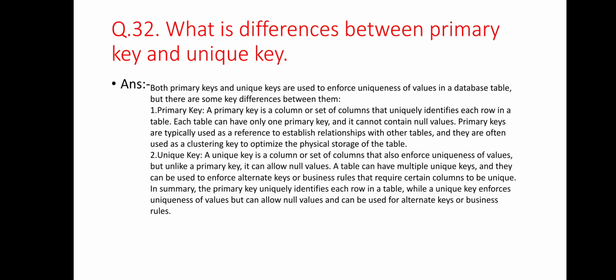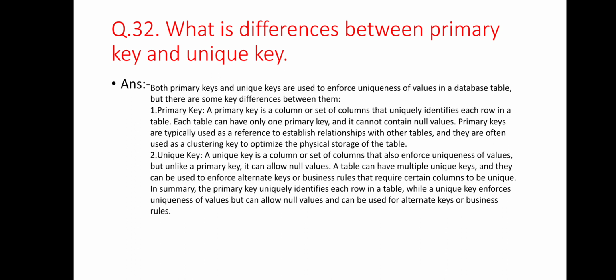A primary key is a column or set of columns that uniquely identify each row in a table. Each table can have only one primary key and it cannot contain null values. Primary keys are typically used as a reference to establish a relationship with other tables, and they are often used as a clustering key to optimize the physical storage of a table.